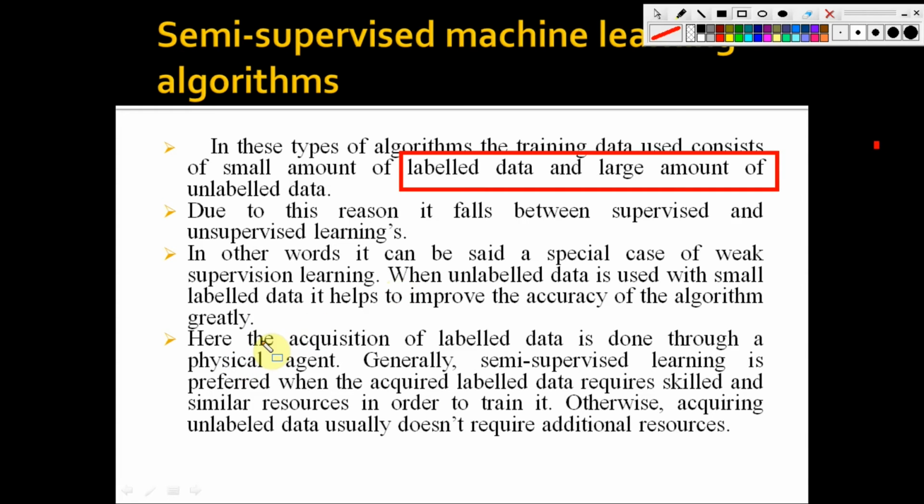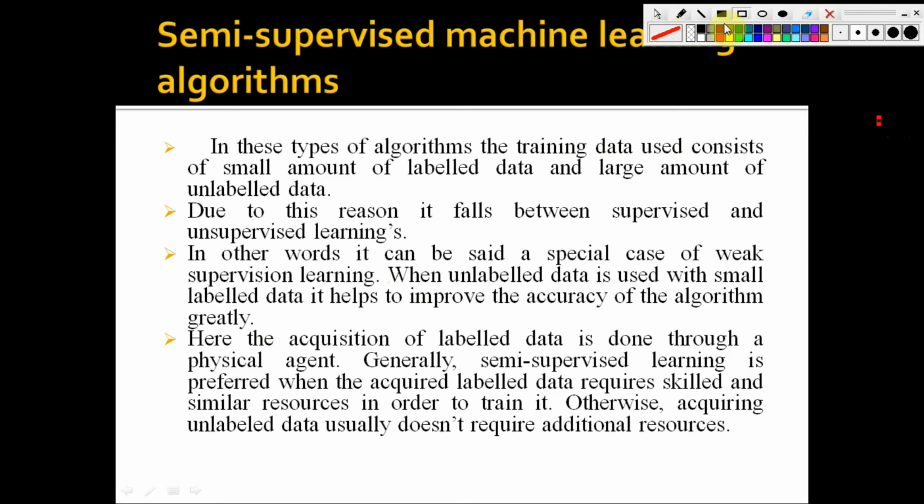Here the acquisition of labeled data is done through a physical agent. Generally, semi-supervised learning is preferred when acquired labeled data requires skilled and similar resources in order to train it. Otherwise, acquiring unlabeled data usually doesn't require additional resources.